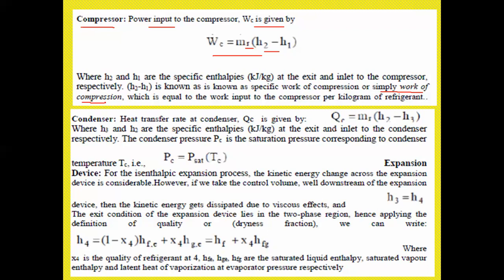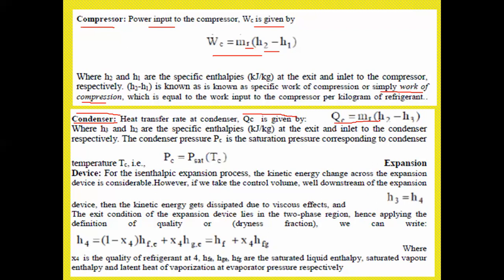Okay, next one, the condenser. The heat transfer rate at the condenser QC is given by QC equals m times H2 minus H3. Why 3 here? Because the stage is at the third stage.